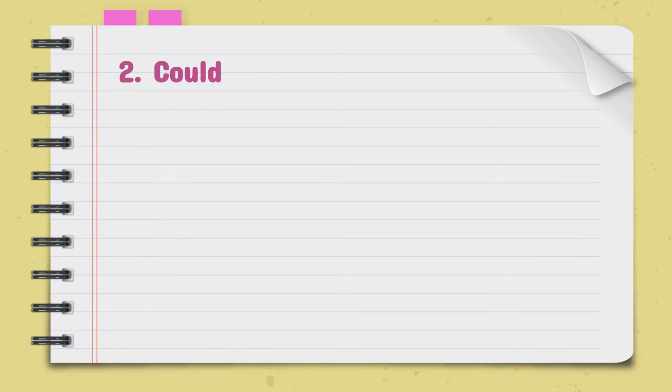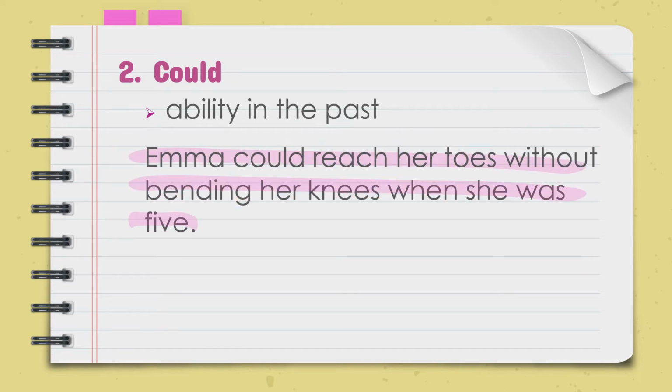Next modal is could. It is used to show an ability in the past. Example, Emma could reach her toes without bending her knees when she was 5. In this sentence, it means that Emma had the ability before, but she could no longer do that now that she's older.